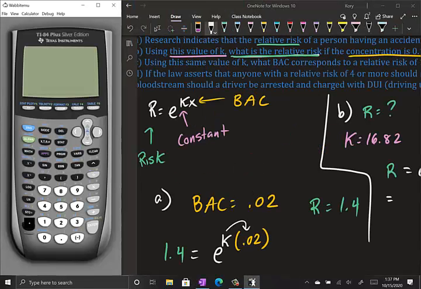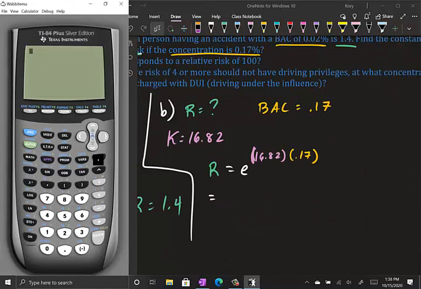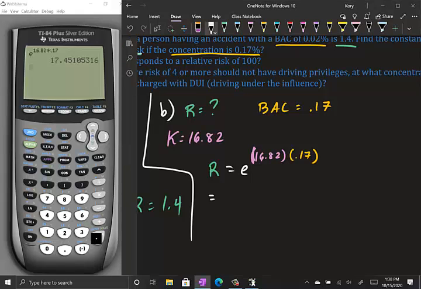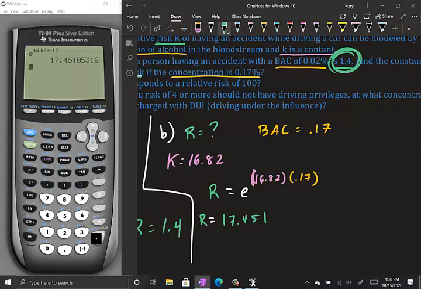When we plug it in exactly the way it looks, we get e to the power of 16.82 times 0.17, and we get 17.45. So the risk is 17.451, and so on, but they just give us one decimal point for the risk, so we have risk equals 17.5.